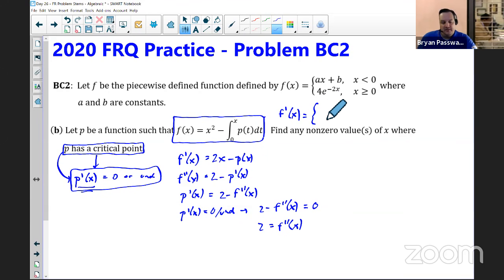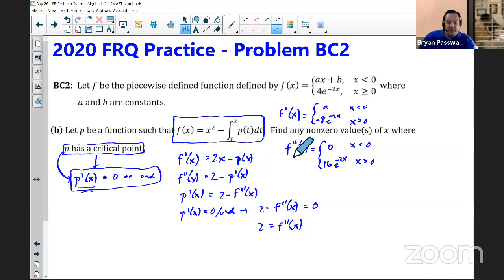f prime, in this case, is just going to be a, and then the bottom part is going to be negative 8 e to the negative 2x. You'll notice I'm not going to include the 0 because I don't know if it's differentiable. I don't know what a and b are. It might not be differentiable. And then f double prime, the second derivative, well, a is a constant, and so that becomes 0, right? That's our second derivative when x is less than 0. And then the bottom piece, if I take this derivative using chain rule, we're going to end up with 16 e to the negative 2x whenever x is positive.